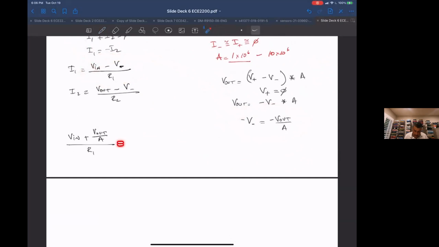And this is equal to minus V out over A. So again, I'm plugging this guy now into this guy, and then plugging it in here over R2.